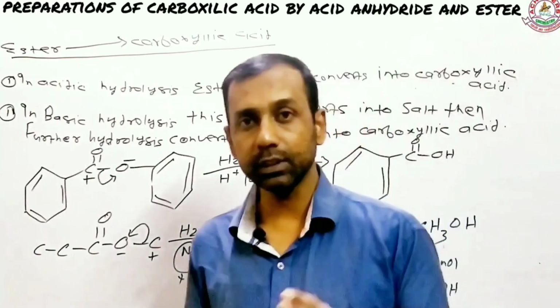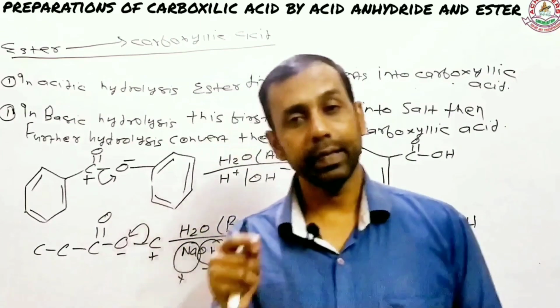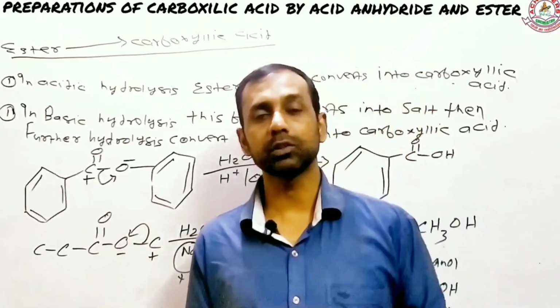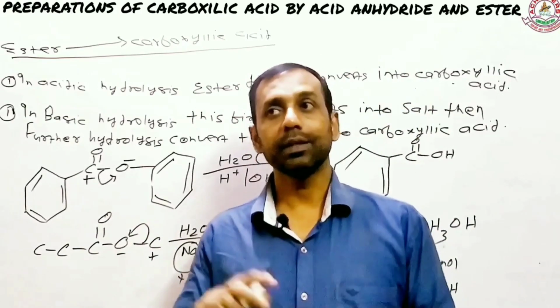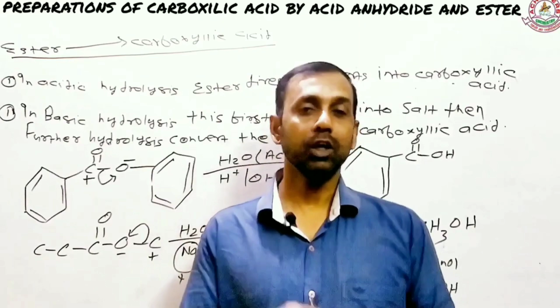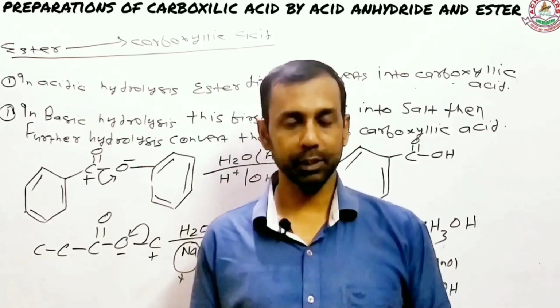So what's the advantage here? Ester hydrolysis produces not only carboxylic acid but also an alcohol, but anhydride hydrolysis only produces 2 moles of carboxylic acid, right, depending on the reagent.